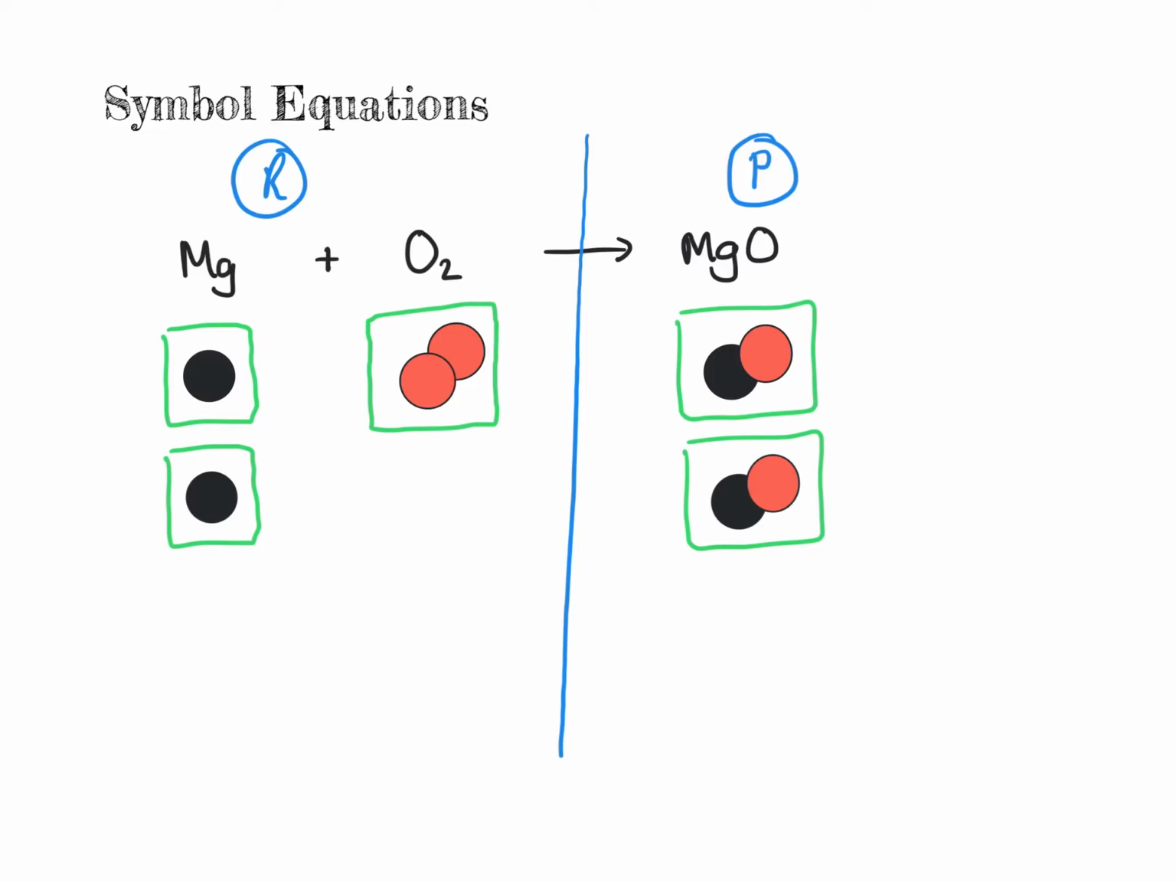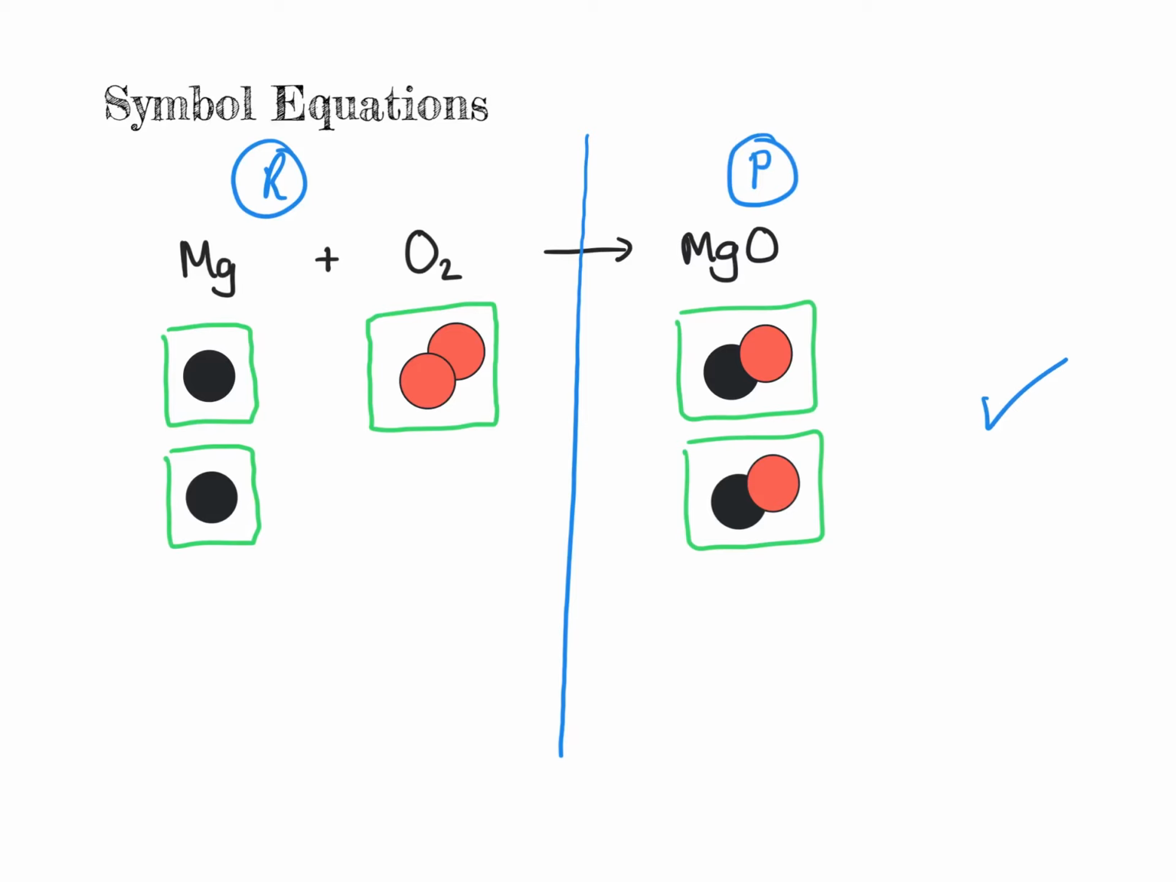And then what that means is I've started with 2 lots of magnesium and just the 1 lot of oxygen, and I've made 2 lots of magnesium oxide. And now if you check each element in turn, it should balance. The number of magnesiums on the left is 2, and the number of magnesiums on the right is 2. The number of oxygens on the left is 2, and the number of oxygens on the right is 2. So this is now a balanced symbol equation, okay? This is the working out for it.